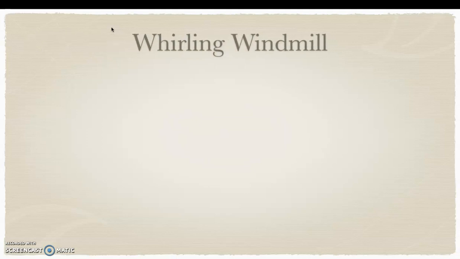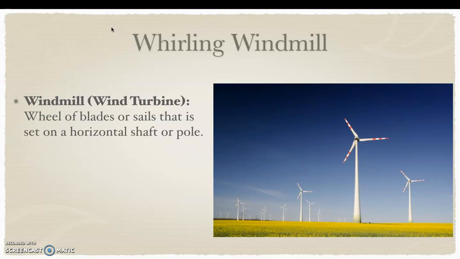But moving on, what's another engine that we created using a natural resource? This will be something known as a windmill. Some of you know it as a windmill, some of you know it as a wind turbine. You can call it either, but we will learn it in both ways. A windmill, also known as a wind turbine, is a wheel of blades or sails that is set on a horizontal shaft or pole.